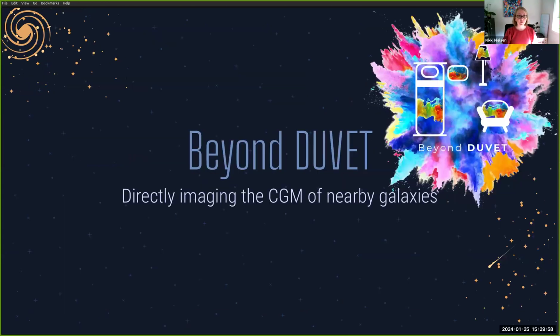But we can actually go beyond DUVET. While we have all these really interesting results, they're very close to the galaxy, at most about 6 kiloparsecs away, which is very near. But we know from quasar absorption lines that outflows can be found out to several tens of kiloparsecs away from galaxies. And so we were motivated to go beyond our DUVET survey and directly image the CGM around some of these galaxies.